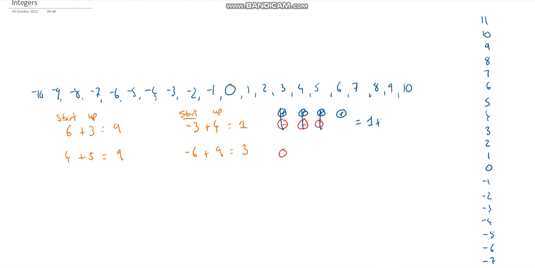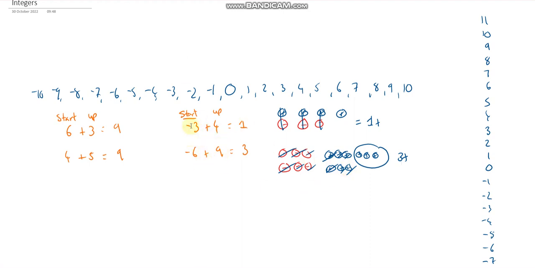You could go down here and say, okay, negative 6, that's the same as 6 negatives, 1, 2, 3, 4, 5, 6, and I've got 9 positives. I'll draw that with 1, 2, 3, 4, 5, 6, 7, 8, 9. So they're all positive. Positives and negatives cancel each other out. So I've got 1, 2, 3, 4, 5, 6, we'll cancel out 1, 2, 3, 4, 5, 6, and I'm just left with 3 positives. So there's a few different ways to think about it.